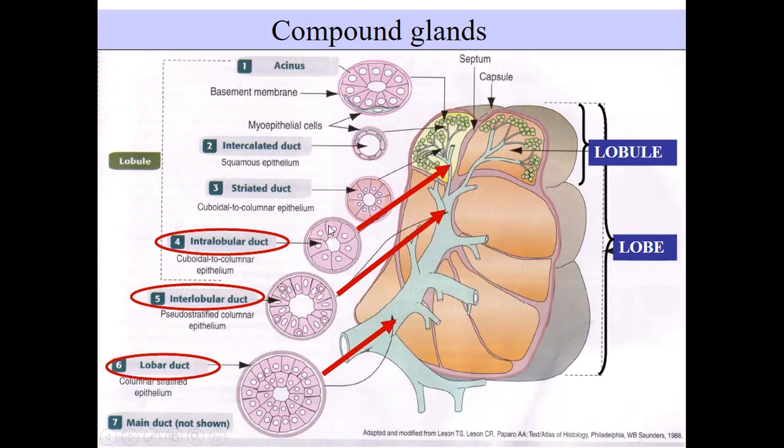The intralobular duct has a cuboidal to columnar epithelium. The interlobular duct consists of pseudostratified columnar epithelium. And the lobar duct is formed by stratified columnar epithelium, so the cells here are stratified.